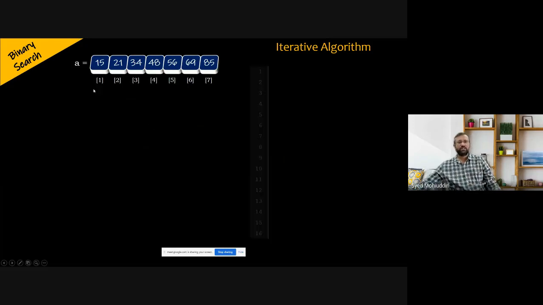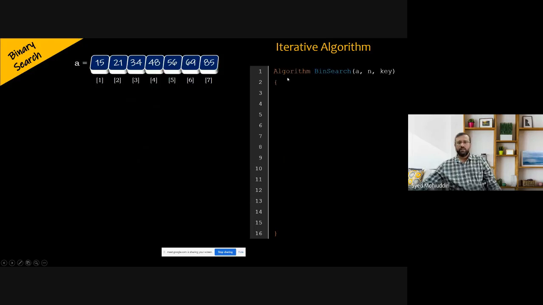So let us consider this same array, and we will call this algorithm bin search, which takes in parameters a, which is the array, n as the number of elements, and key which we are trying to search. The very first thing I told you, L has to be initialized at the first index initially, R has to be initialized at the last index, that is R equal to n. Then we will use a while loop to traverse the array, to divide the array, and the condition is L less than or equal to R.